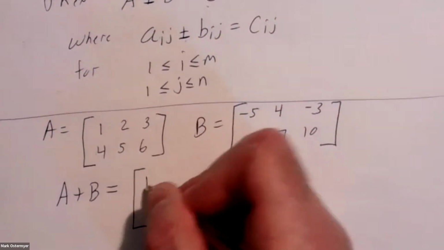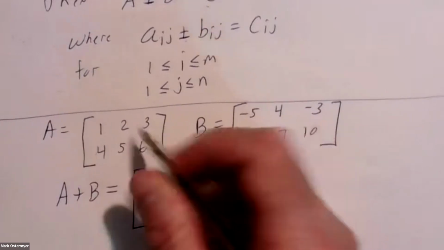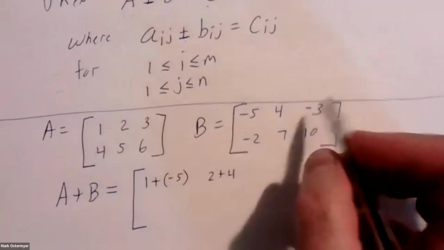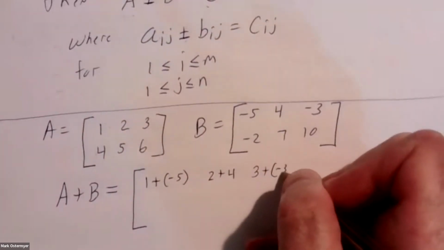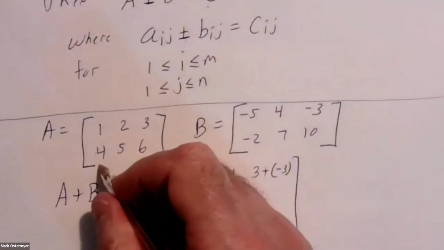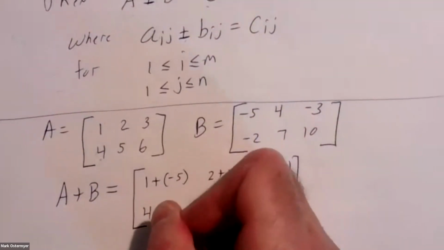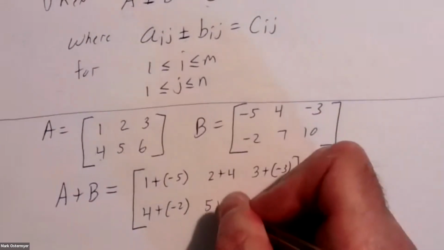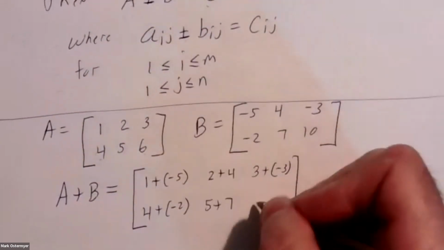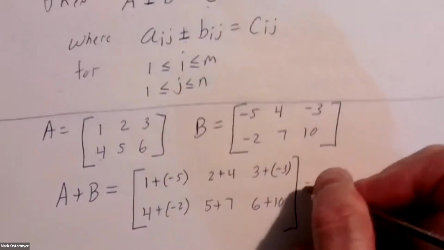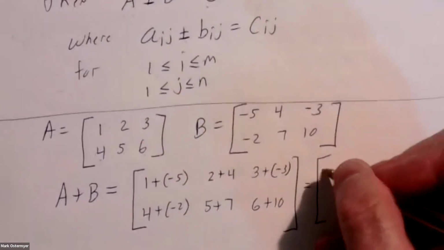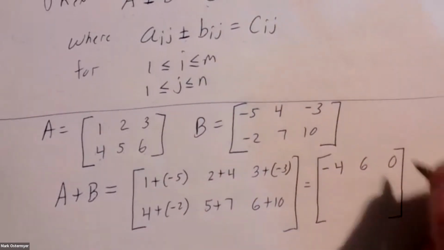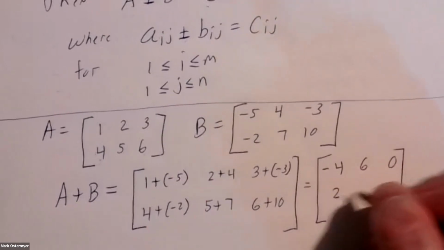So the 1-1 entries get added together. The 1-2 entries get added together. The 1-3 entries get added together. The 2-1 entries get added together. The 2-2 entries get added together. And the 2-3 entries can be summed up. And then we get our sum matrix here, our 2x3 sum matrix, which looks like this.